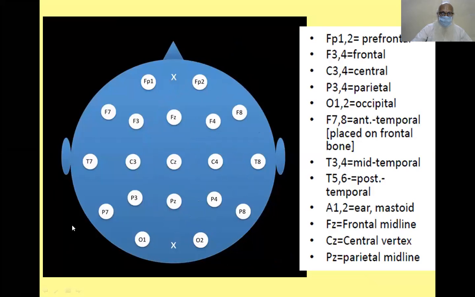So you can see the naming which I mentioned earlier. FP1 and FP2, prefrontal. F3 and F4, frontal. C3, C4, central. O1, O2, occipital. Then F7 and F8, anterior temporal. And then T3 and T4.